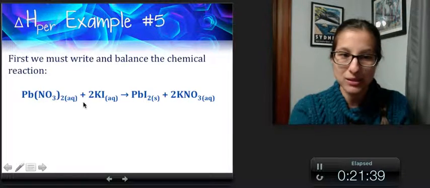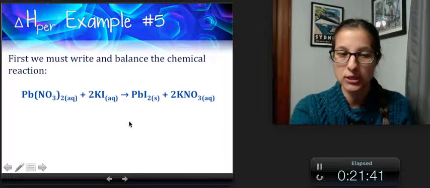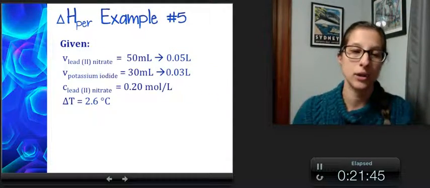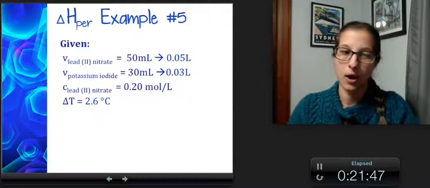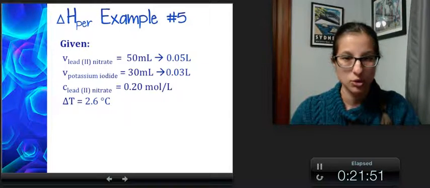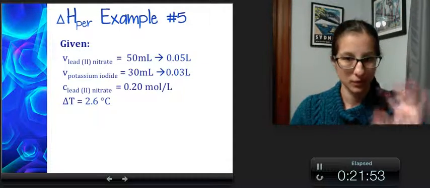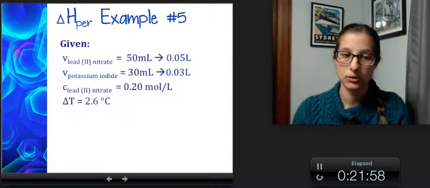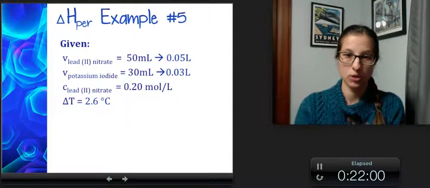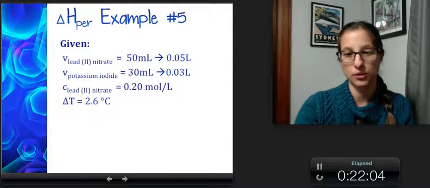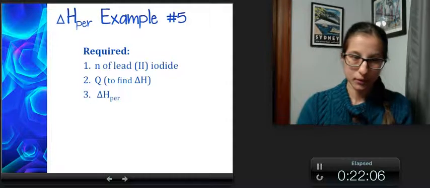I've balanced it out, so I have coefficients here. Remember, no coefficient there or there means 1. All right, so now here are my givens. My volume I'm putting into liters because I was given concentration, which means I have to use n equals c times v. And that is my change in temperature that I've already worked out. Okay, so what do I need?